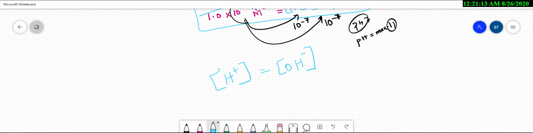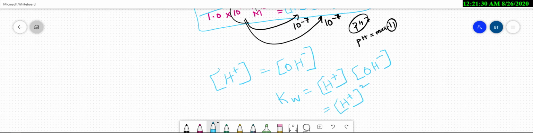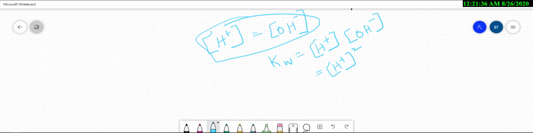So how can the ion product be written? Writing that equation again, K equals H plus into OH minus, right? Now this is simply written as H plus square, because from this step we are considering this OH minus is nothing but H plus. So H plus into H plus, square. The concentration of hydrogen ions and their square product. Okay.